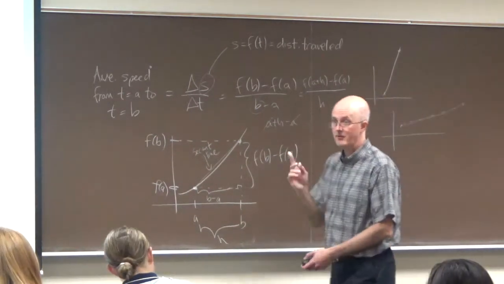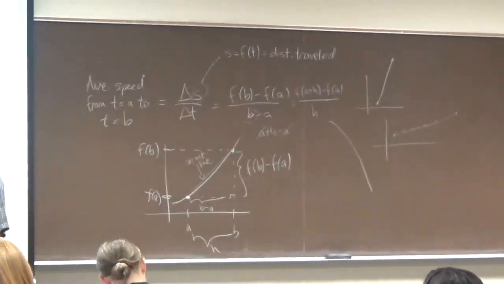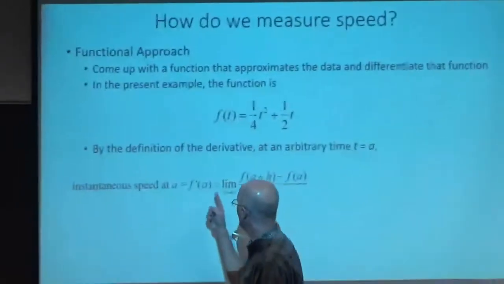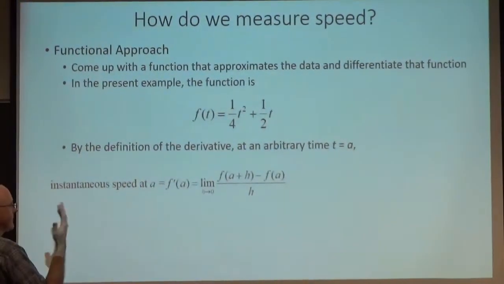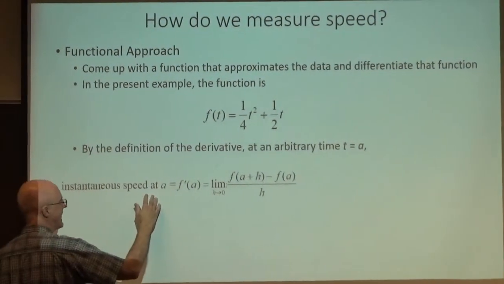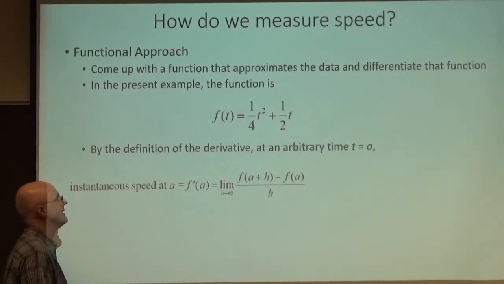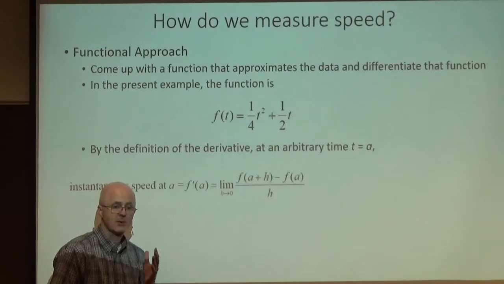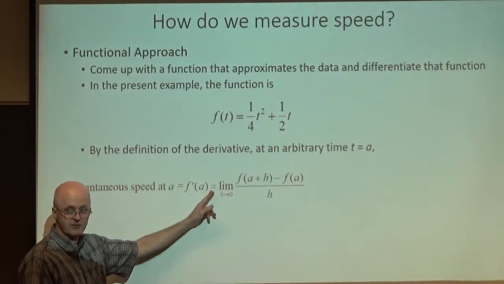That's the definition of the derivative. Remember, for the second exam, I am going to want you to be able to give reasons for each of these steps. This first equality is essentially just a definition: the instantaneous speed at time a is defined to be f prime of a. That's just the definition of what instantaneous speed means. This is the definition of the derivative.